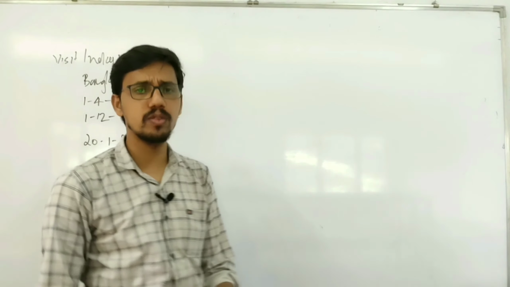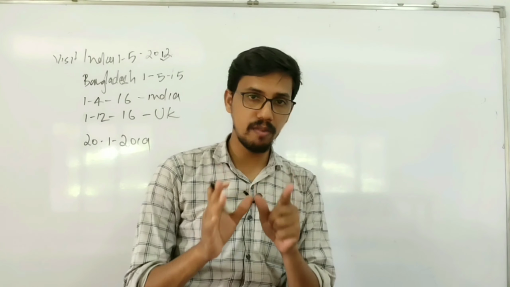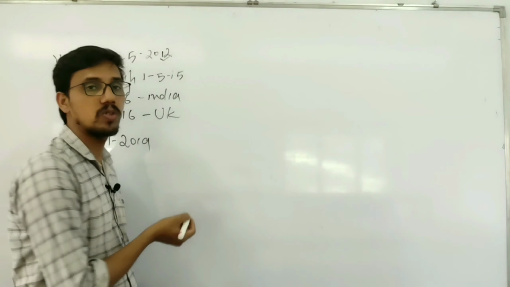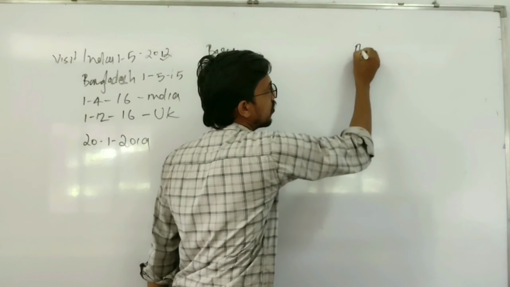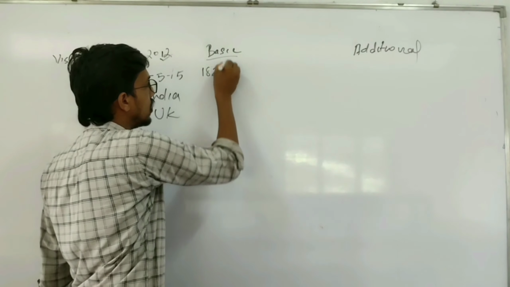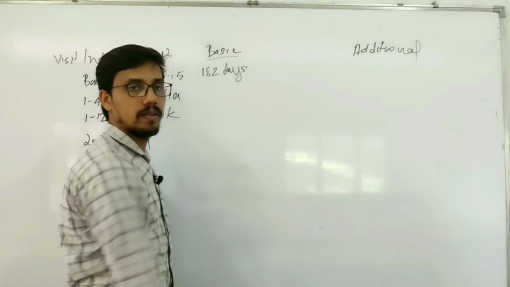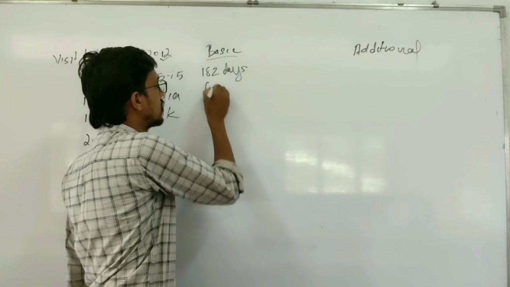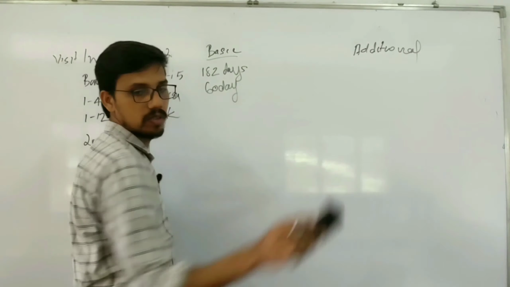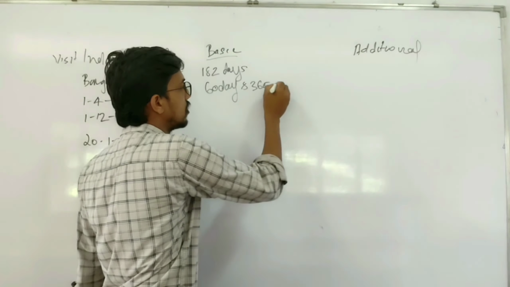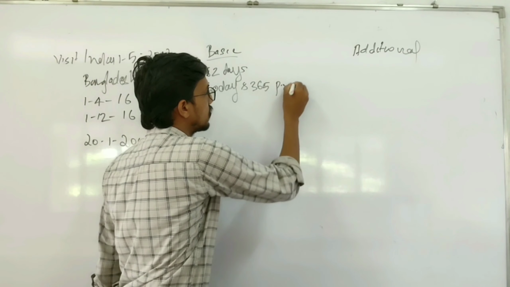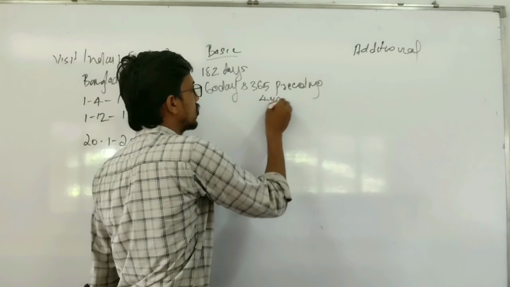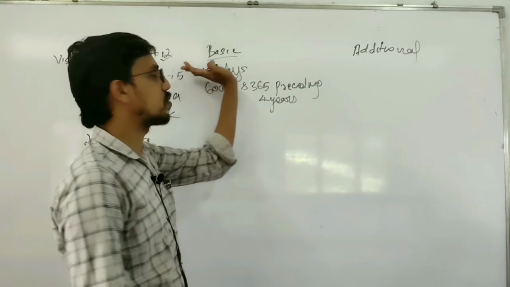He is still here. So what do we have to check? Whether he was in India or not. We have two conditions for answering the question: one is the basic condition and the other is the additional condition. What is the basic condition? He shall stay in India at least 182 days in the relevant previous year, or he shall stay in India for 60 days and 365 days in the preceding 4 years of the relevant previous year. This is the condition. So let's check whether he satisfies the basic condition or not.